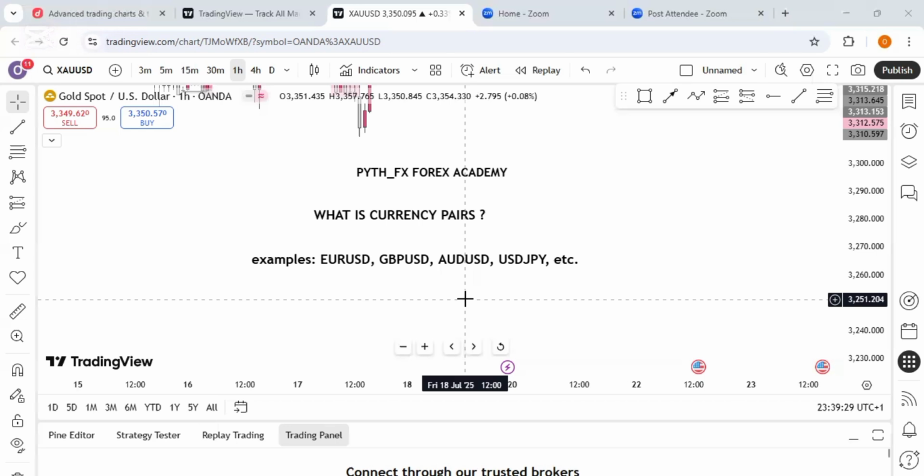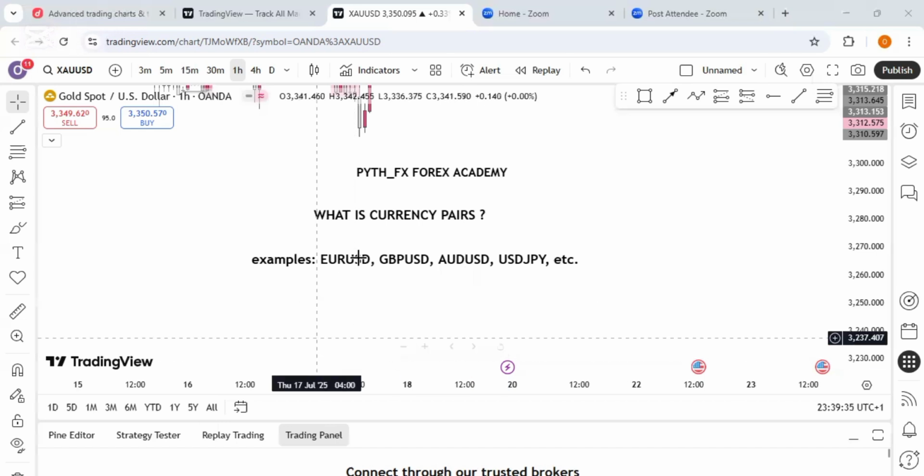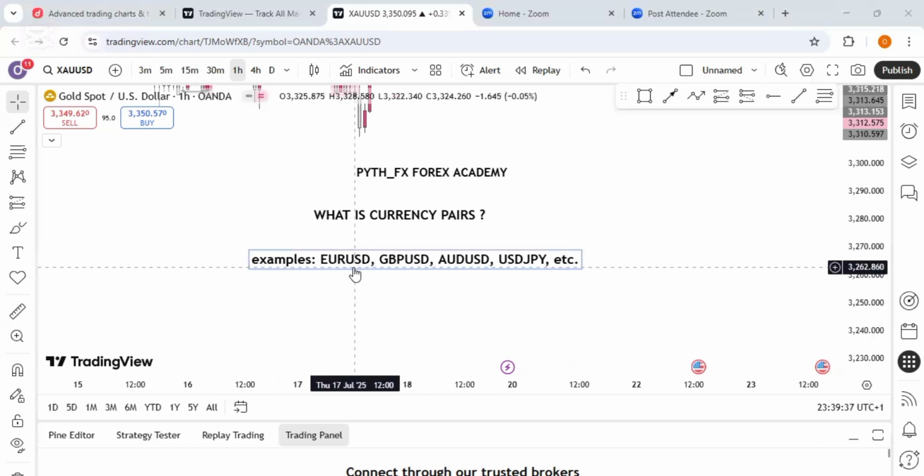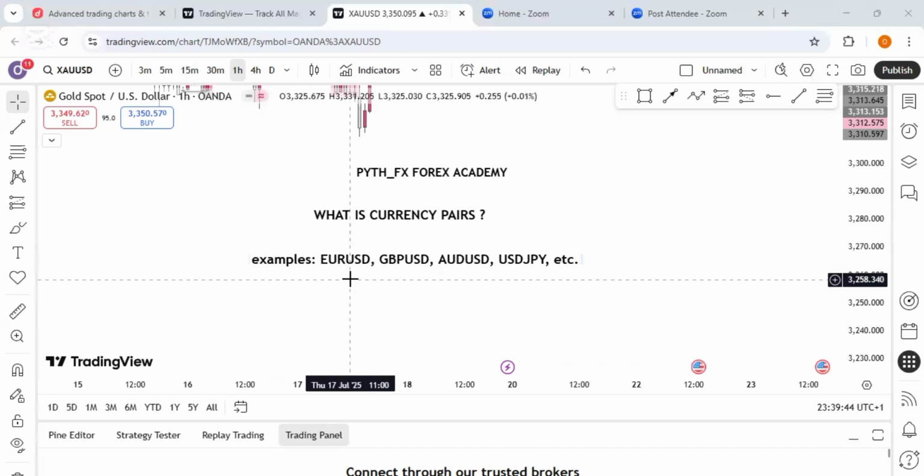So now let's proceed. These are examples of currency pairs on my list. I have the EUR USD. EUR is the Euro currency, and USD is the United States dollar. So if you pick EUR USD on your chart, it means you want to trade the Euro against the United States dollar. Either you are buying or you are selling, depending on your analysis.